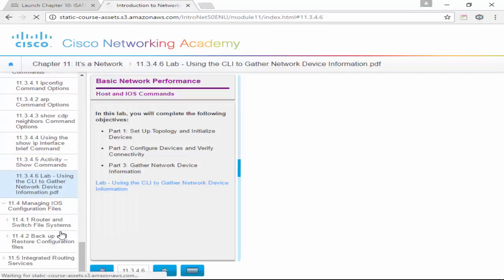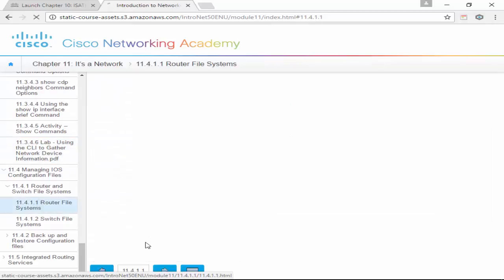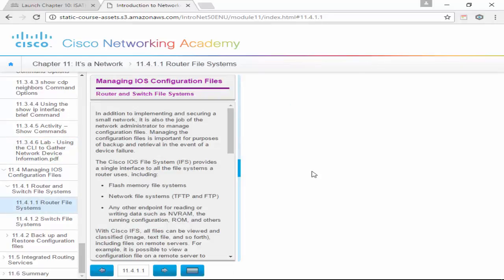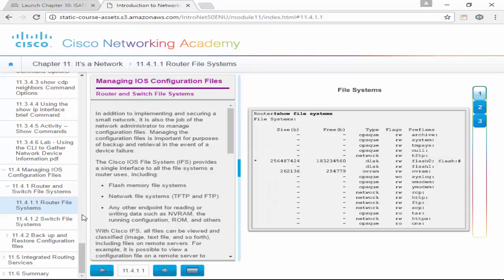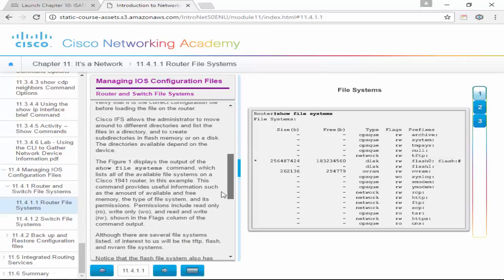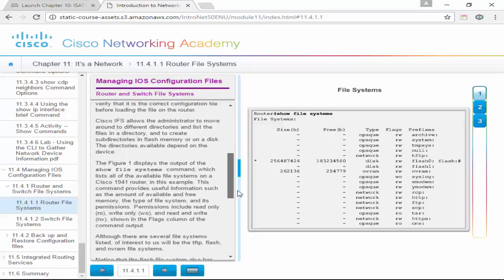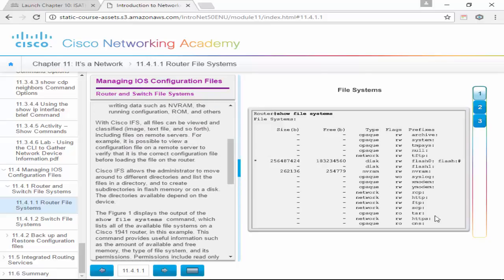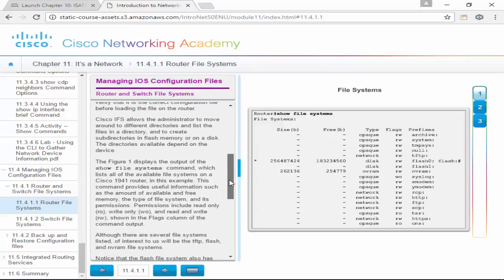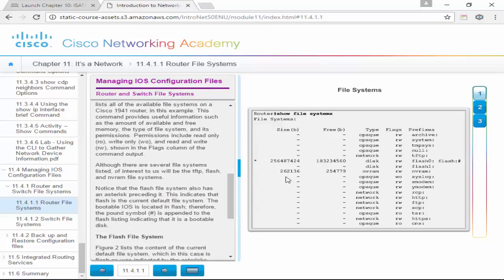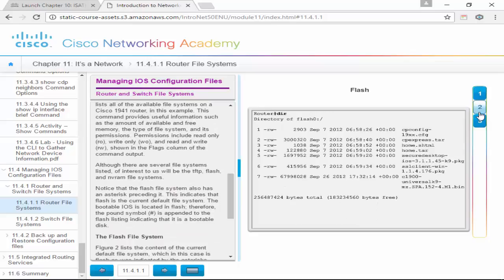Then there's a lab, managing IOS configuration files. Ooh, this one's fun. Okay, so this is our TFTP that you've heard of before. Okay, so how do we issue TFTP? Well, we can say show file systems. It's going to show our flash and all that. This wildcard right here, what it means is where we booted from. Our default boot is this colon on there. dir is going to show us what's in our flash.